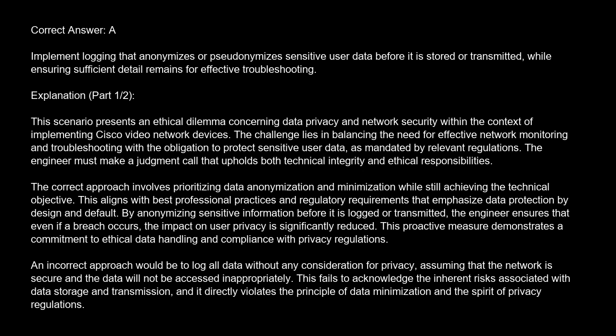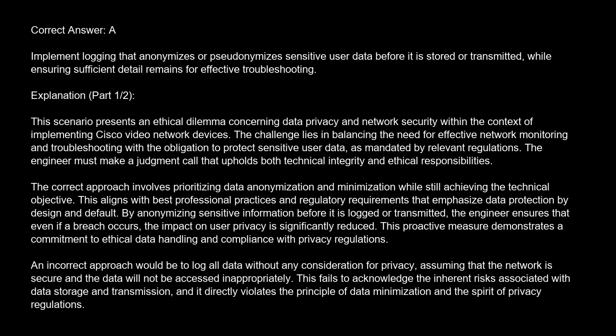The correct approach involves prioritizing data anonymization and minimization while still achieving the technical objective. This aligns with best professional practices and regulatory requirements that emphasize data protection by design and default. By anonymizing sensitive information before it is logged or transmitted, the engineer ensures that even if a breach occurs, the impact on user privacy is significantly reduced. This proactive measure demonstrates a commitment to ethical data handling and compliance with privacy regulations.